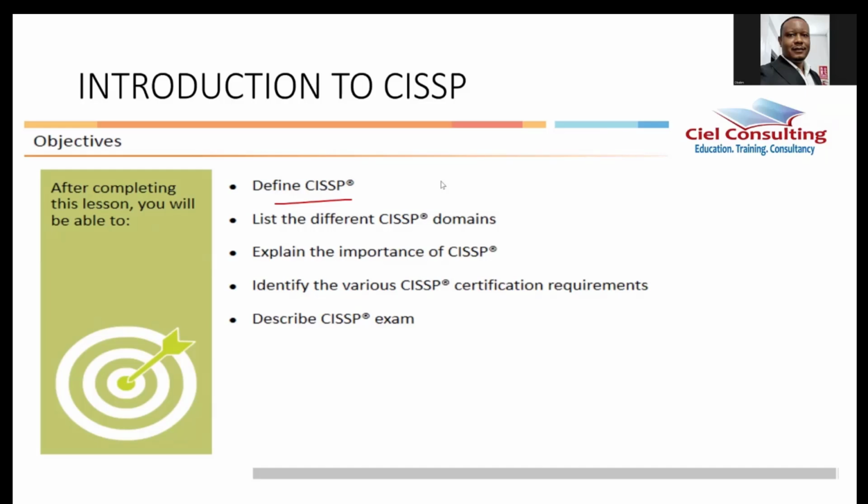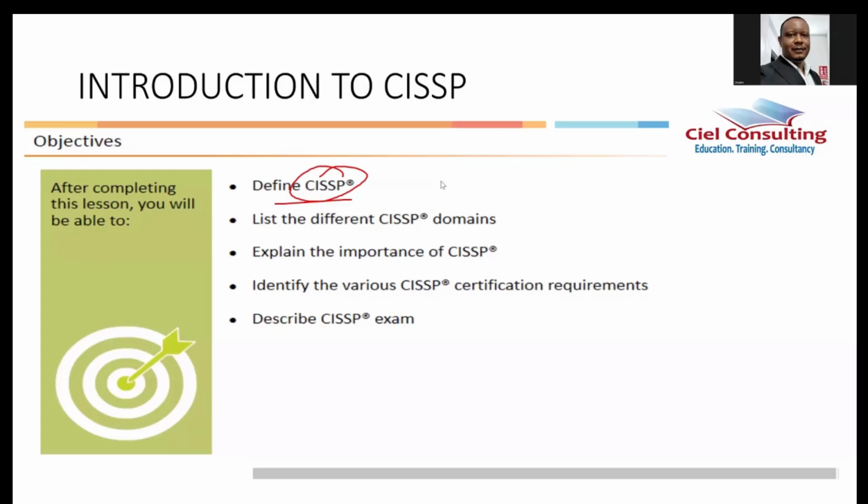Okay, so first, we're going to take a look at the CISSP. CISSP is what we refer to as one of the major certifications, especially when it comes to information security. CISSP simply stands for Certified Information System Security Professional. That's the full meaning of the CISSP, Certified Information System Security Professional.